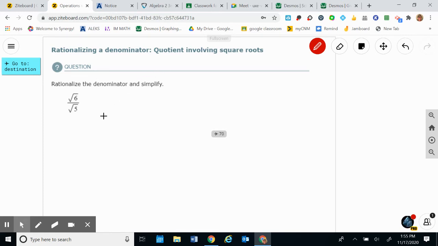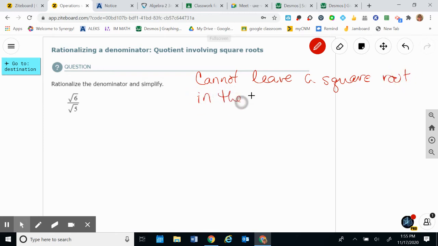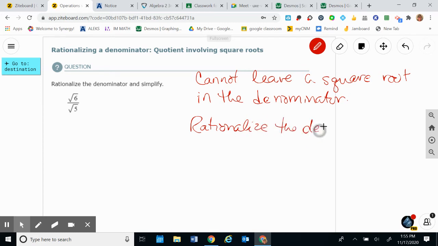All right. So there is a rule when you're working with square roots. You cannot leave a square root in the denominator. Do not leave the square root in the denominator. So we need to rationalize. Now, we have done this before. Rationalize the denominator. We did that with imaginary numbers, if you remember.